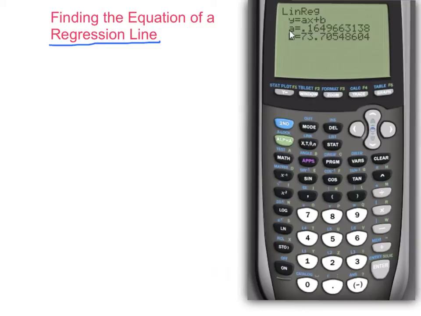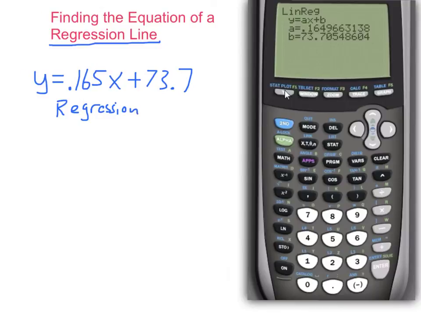And you see it says y equals ax plus b, and then it gives you a and b below. So you have to put that all together to write down the equation of your line. So we would have y equals, and then we plug a in. I'm going to round that off to 0.165. 0.165x plus b, and again we'll plug b in, 73.7. And this would be the regression line. And that should also be a very good model for this set of data.